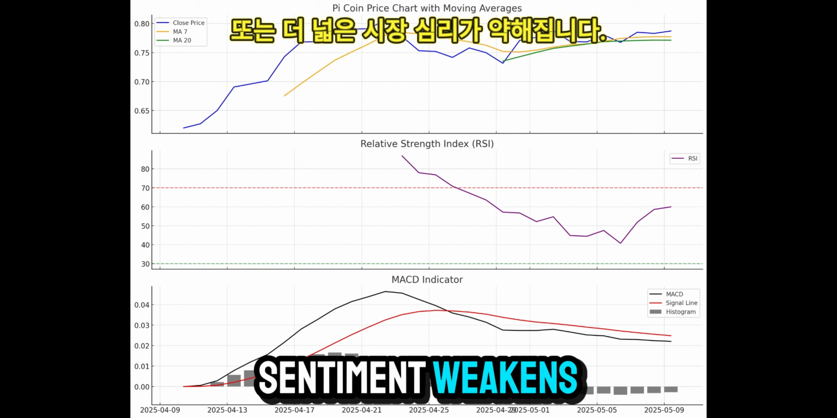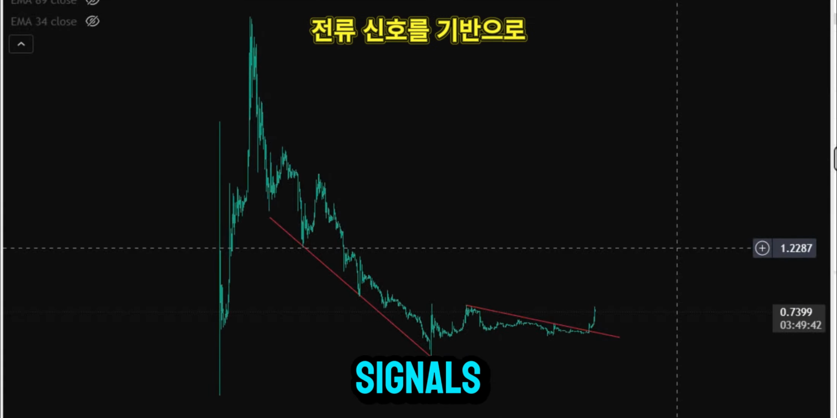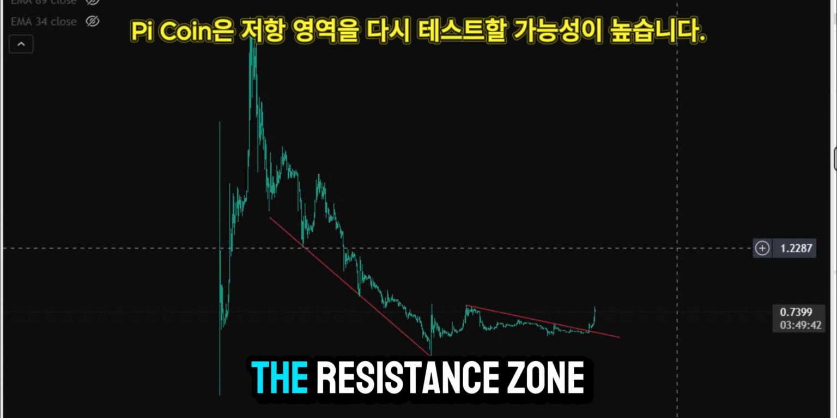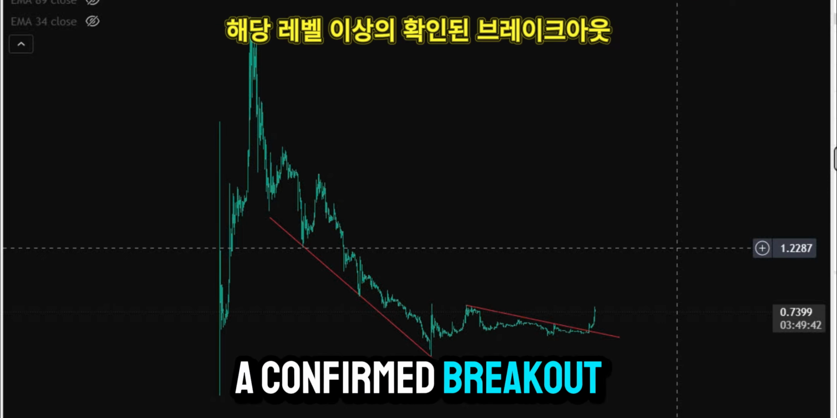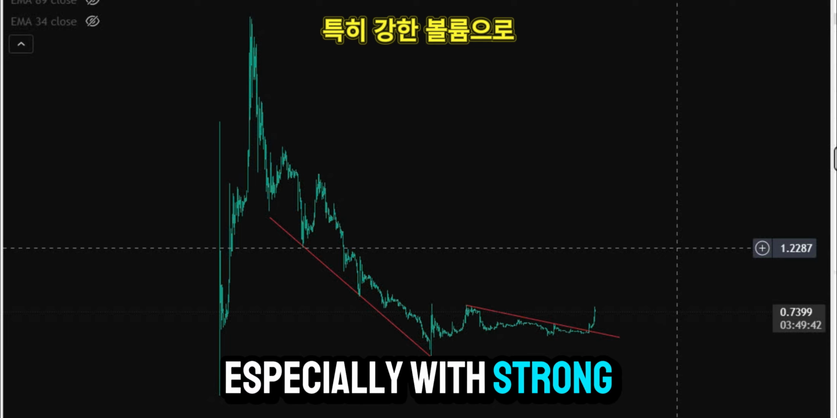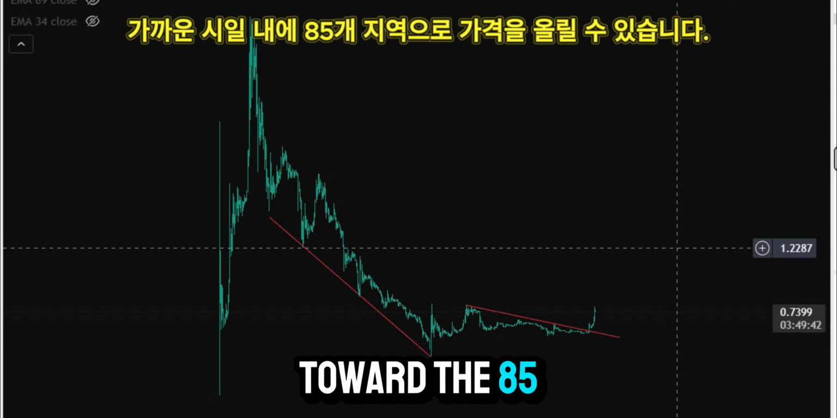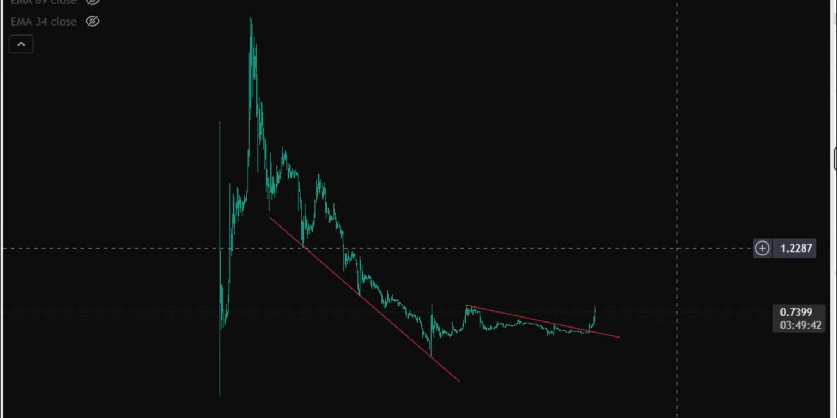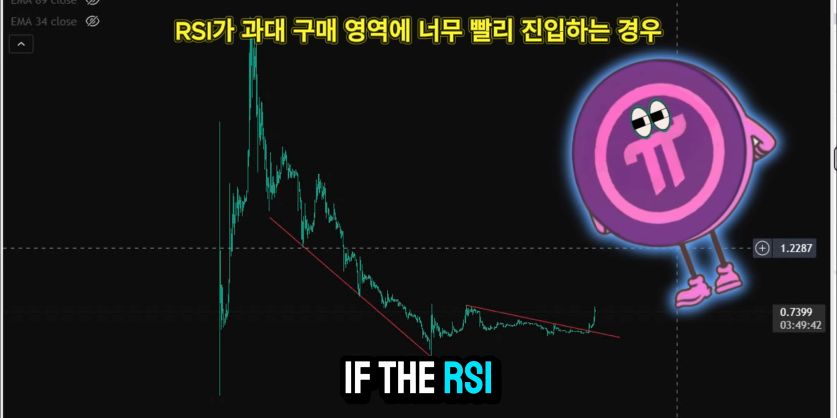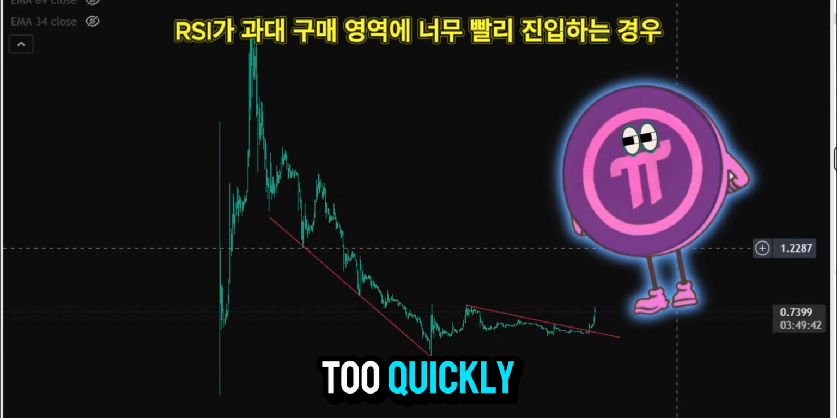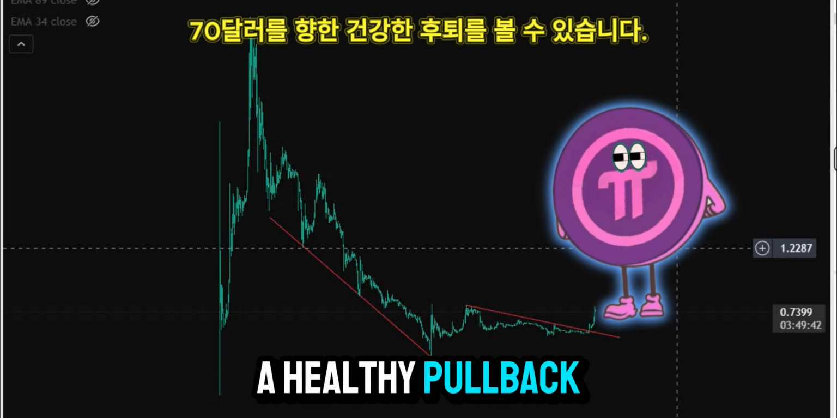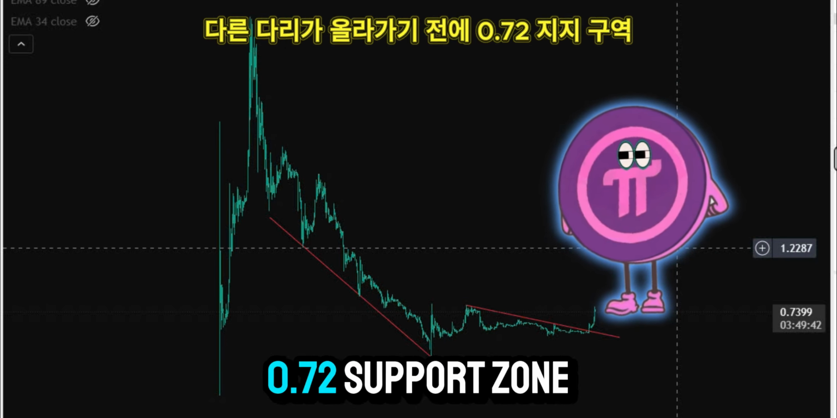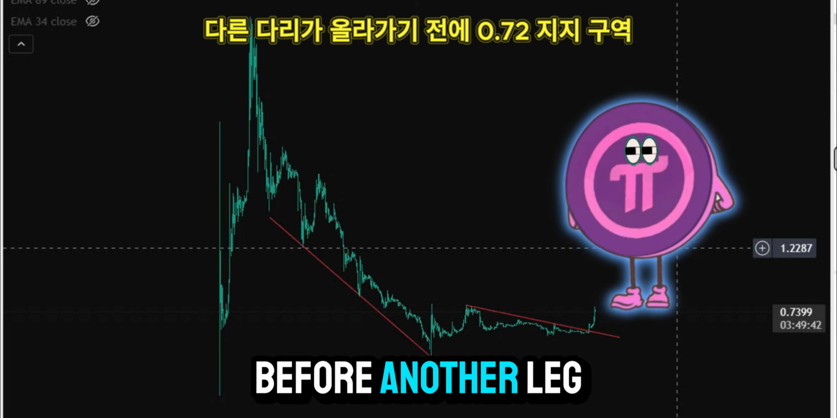Based on current signals, Picoin is likely to retest the resistance zone between 78 cents and 80 cents. A confirmed breakout above that level, especially with strong volume, could push price toward the 85 region in the near term. Conversely, if the RSI enters overbought territory too quickly or the MACD continues to lose steam, we might see a healthy pullback toward the 70 to 72 cent support zone before another leg up.